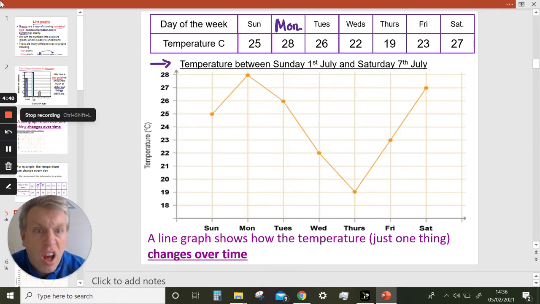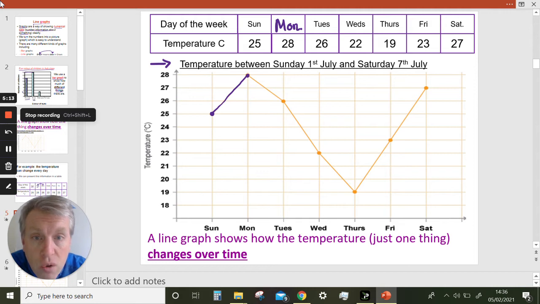Here we can see this line graph, if we look at the title, shows the temperature between Sunday the 1st of July and Saturday the 7th of July. So it's the information from the table shown each day. Well, Sunday was 25 degrees, so Sunday, go up, read across, the temperature, okay, 25 degrees. The next day was Monday, 28 degrees. And can you see, we took a ruler and joined it up with a straight line. That's why it's called a line graph.